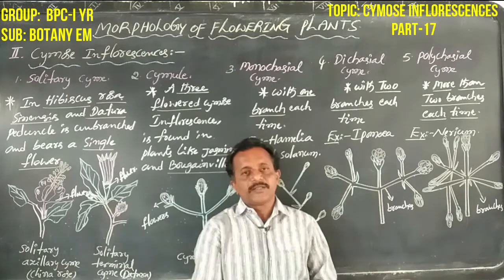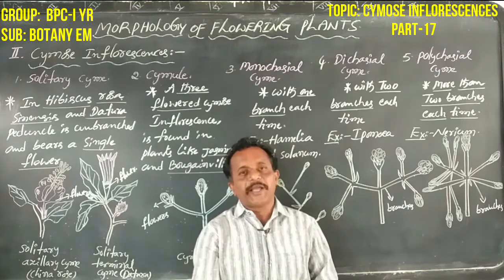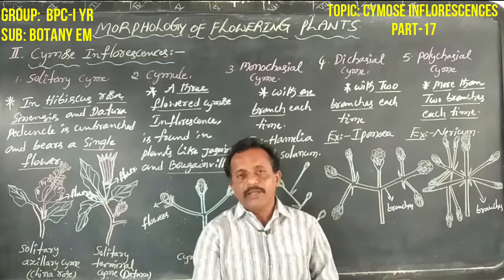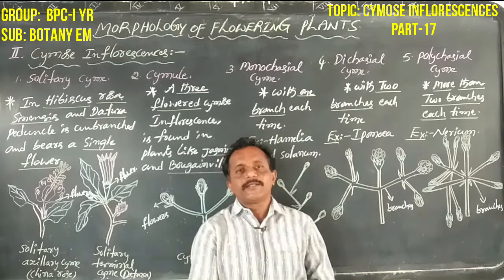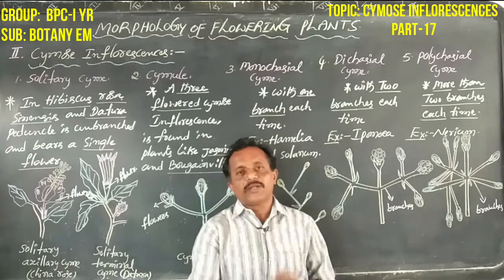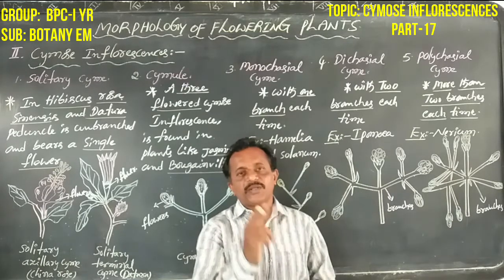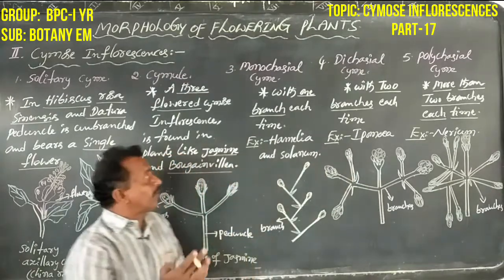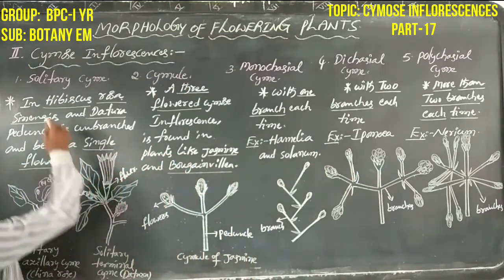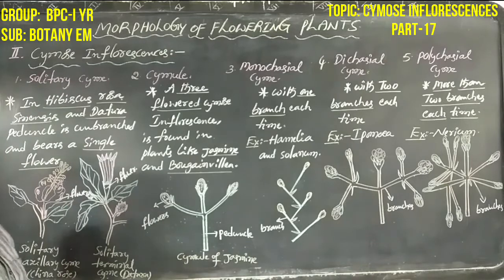So cymose type of inflorescences have mainly 5 types. They are namely: first, solitary cyme; second, cymule or simple cyme; third, monochasial cyme; fourth, dichasial cyme; fifth, polychasial cyme. So let us discuss them one by one. The first one is the solitary cyme.